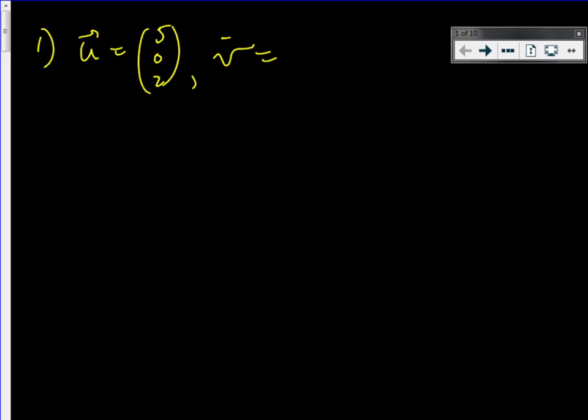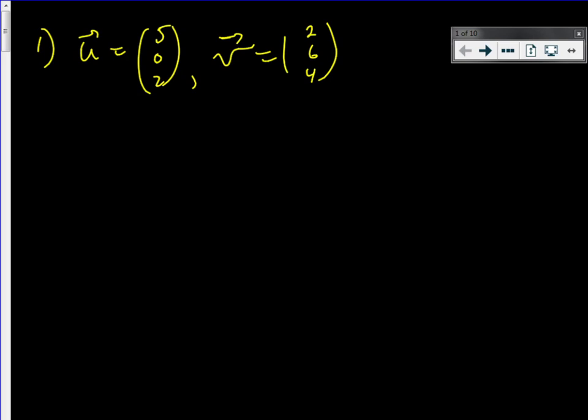Number 1. You're told that vector u is equal to ABC, which is 5, 0, 2, and that vector v is equal to DEF, which is 2, 6, 4. And you're asked to find the cross product u cross v.